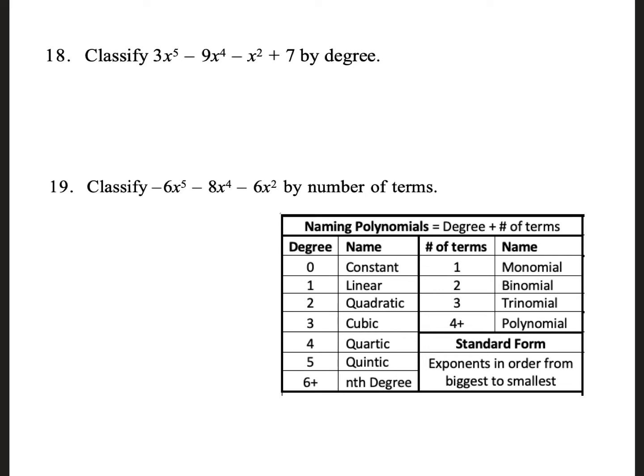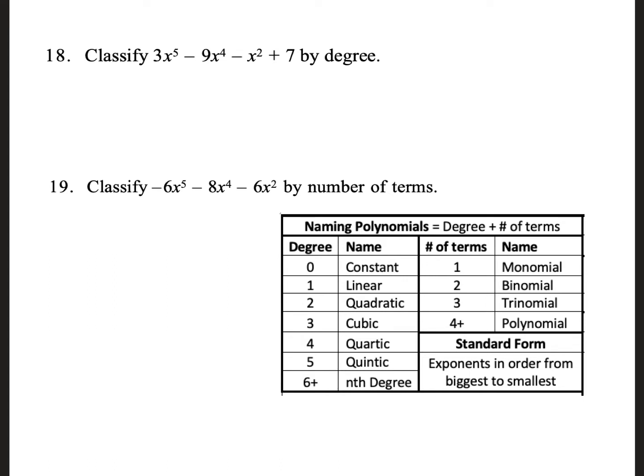Hello, in this video we are doing numbers 18, 19, 20, and 21 from your Try 1 Algebra 3 final review. This will be a great break from the previous problems because those ones were kind of involved. These ones were just naming and classifying polynomials.